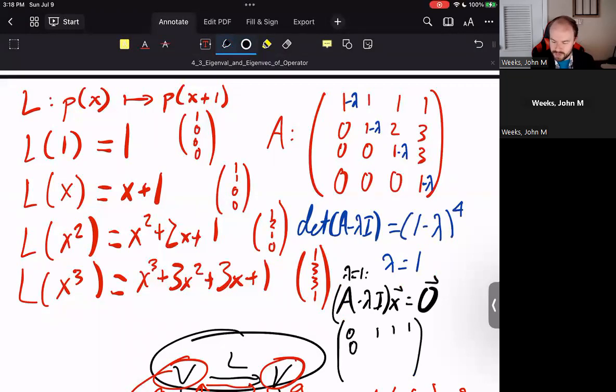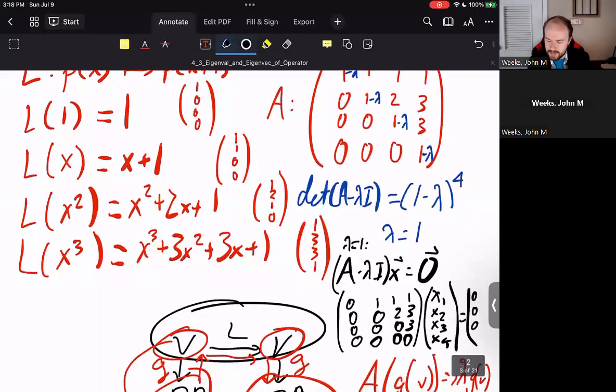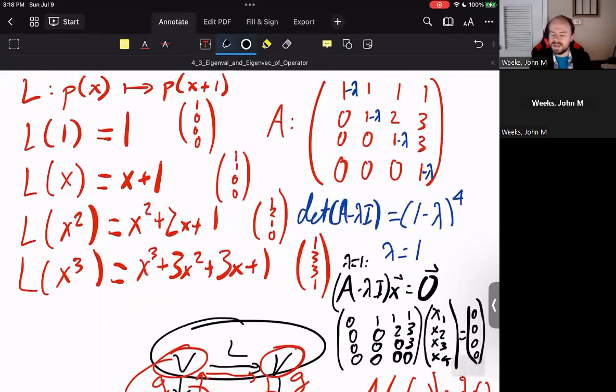Then we're going to have 0, 0, 2, 3, 0, 0, 0, 3, and then a 0 row all the way through here. And then we're going to be doing this times, say, x1, x2, x3, x4 as a column vector. And we want this to be equal to the 0 vector. This is equal to the 0 vector. So what relationships are we going to get for x1, x2, x3, and x4? Well, let's take a look.